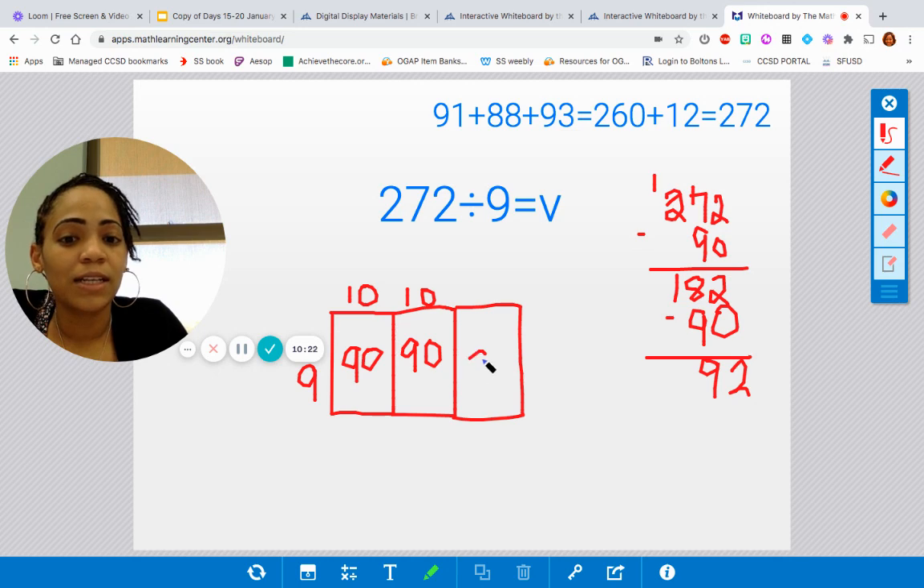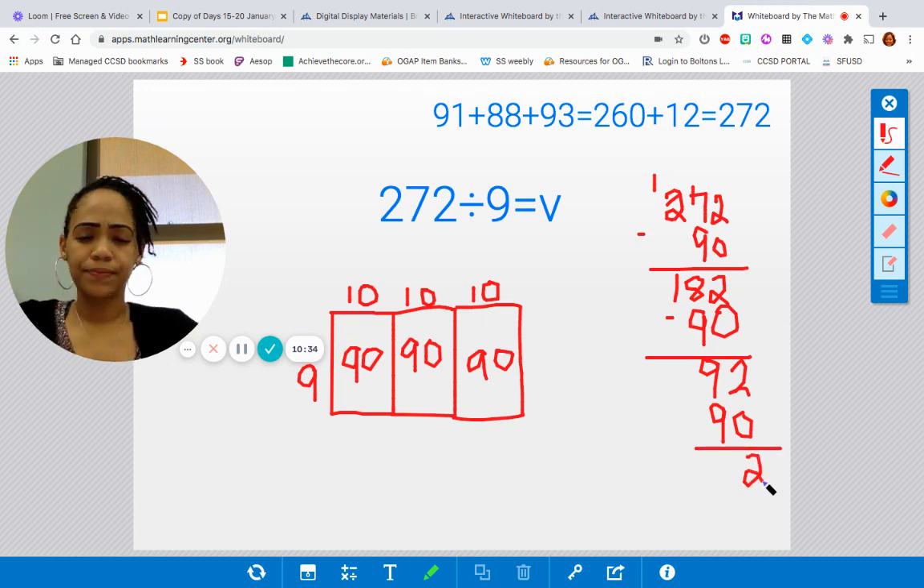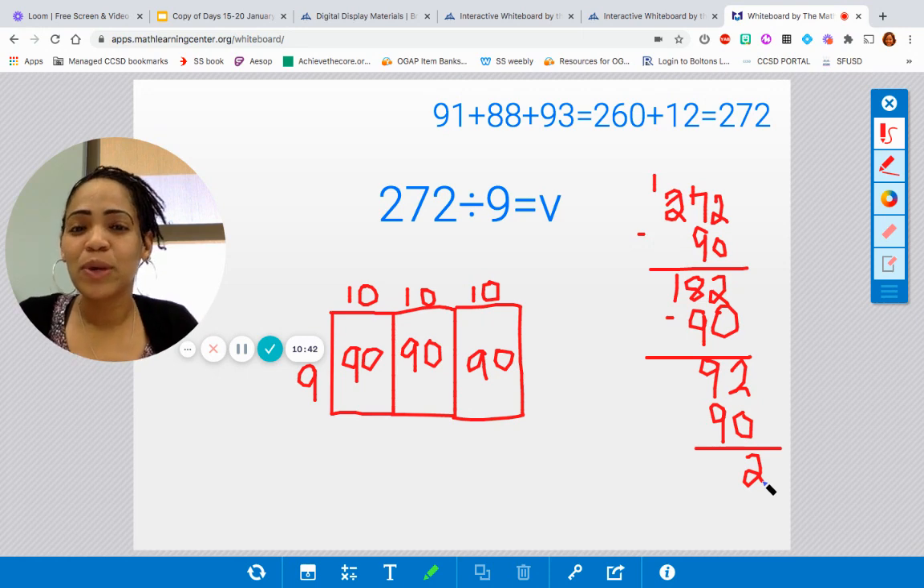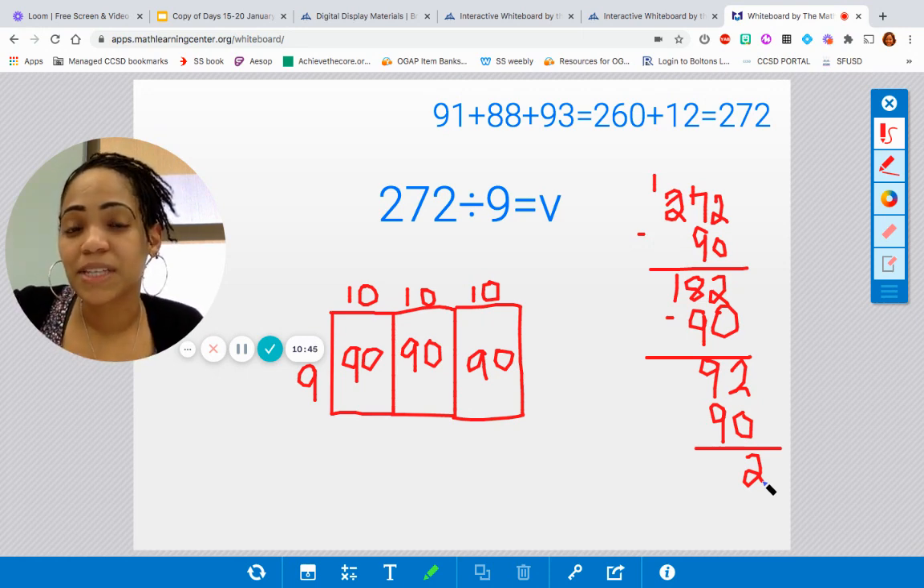And here's my 90. And maybe you just went ahead and did a big jump of 30 to make 270, which is great. But there's a slight problem here. I have 2 left over. What is that 2 representing? It's representing 2 kids, 2 children, 2 people. Do we want to leave those 2 children out?